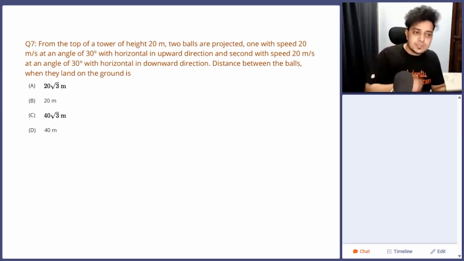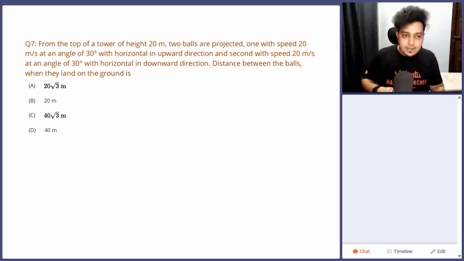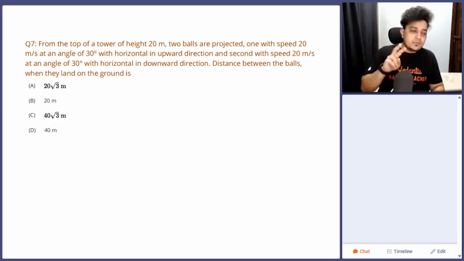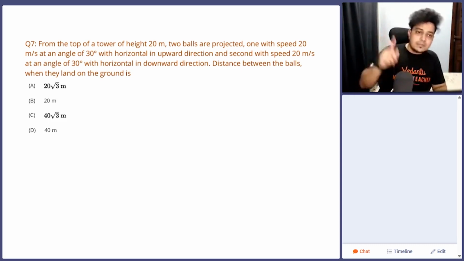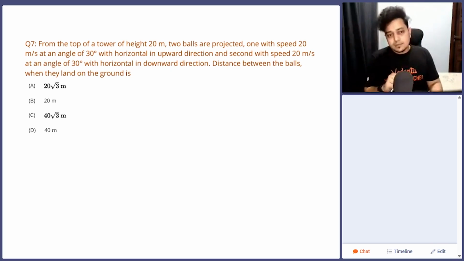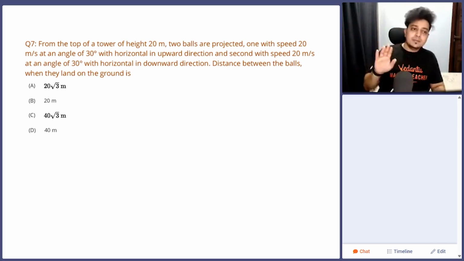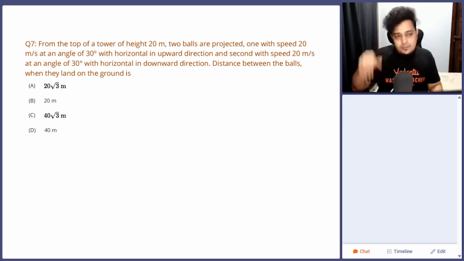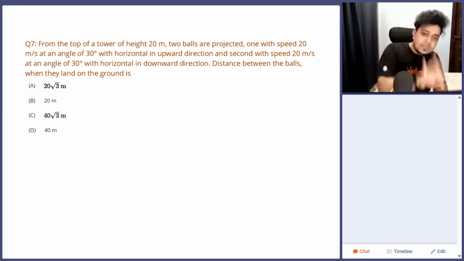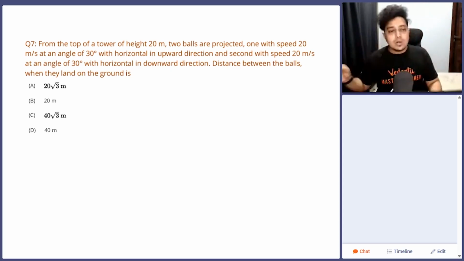Don't worry. Next question. From the top of a tower, height is 20 meter, two balls are projected. One with a speed of 20 meter per second at an angle of 30 degree with the horizontal upwards, and the second ball with the same speed of 20 meter per second at an angle of 30 degree with the horizontal in the downward direction. The distance between the balls when they land on the ground will be?